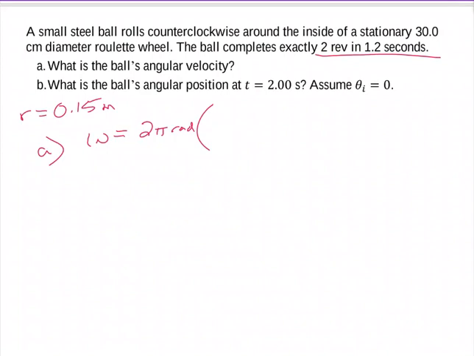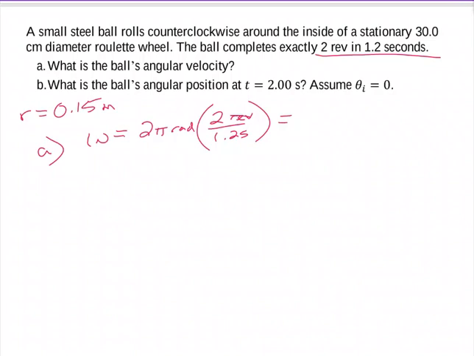We need to convert that? Remember, revolutions is not a real unit. It just sits there. We can write revolutions if we want to, but it's not a real unit. 2 revolutions in 1.2 seconds. Revolutions doesn't really exist as a unit, though. You don't have to convert anything, okay?